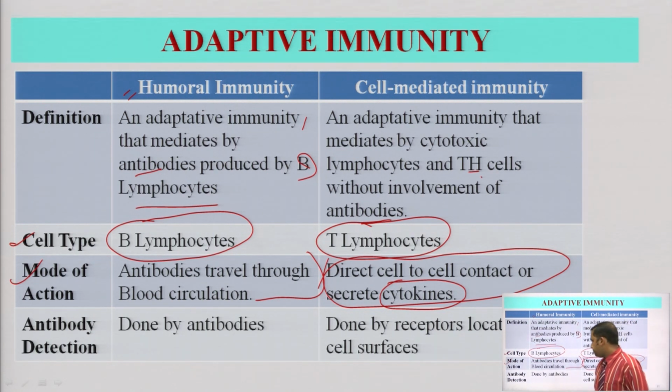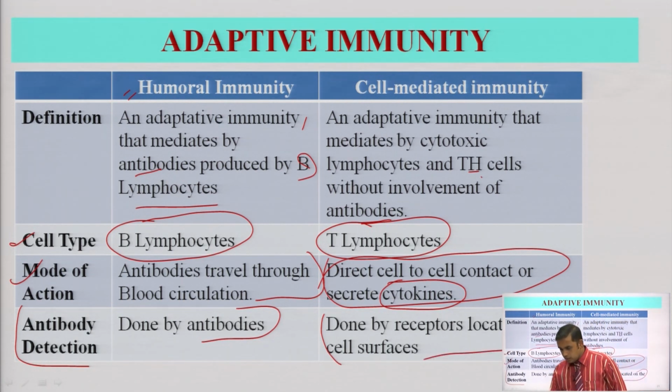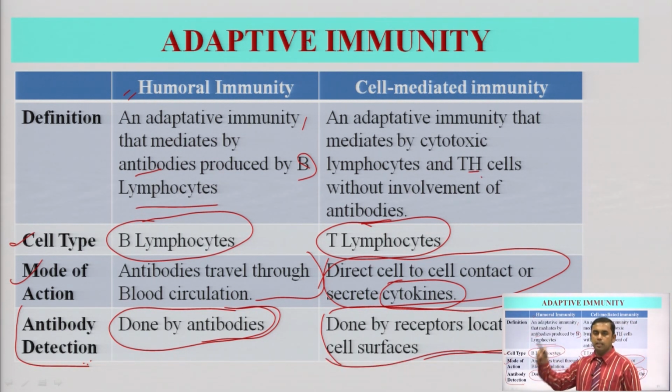Okay. So, antibody detection is done by B cells, and it is done by the receptors located on the cell surfaces. Okay. You should remember this word: antigen. If any antigen is present, the antibody will go there and surround that particular antigen, and the receptor located there will go and actually work.